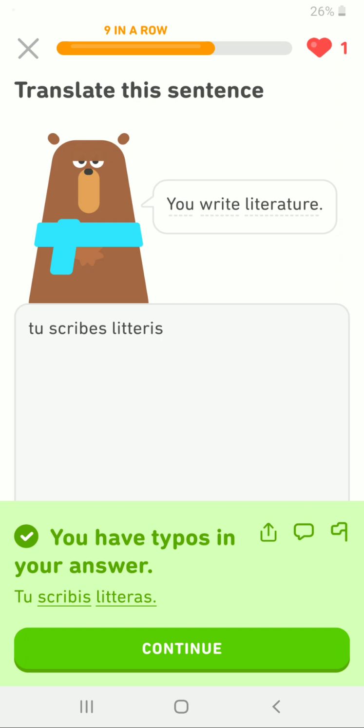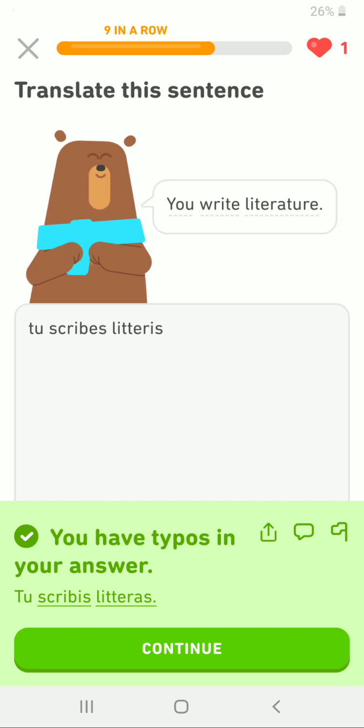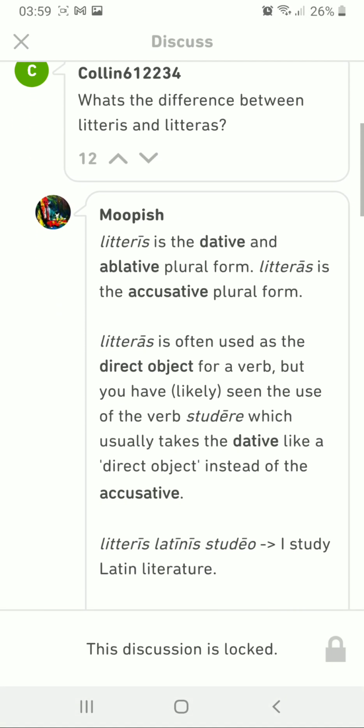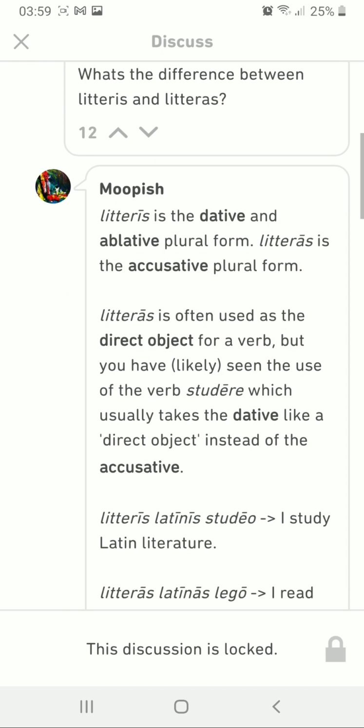So basically here it is literas, and literas is plural, is it masculine? Literas is often used as a direct object for a verb, but you have... okay, yeah, it is not plural.